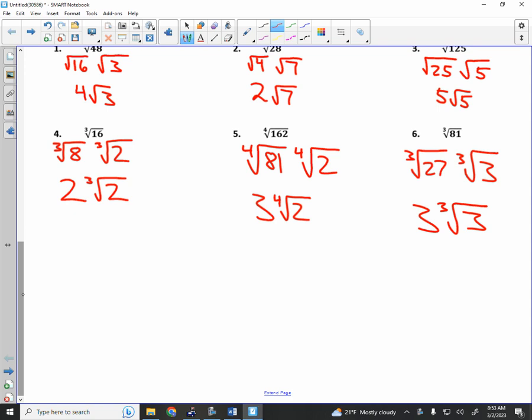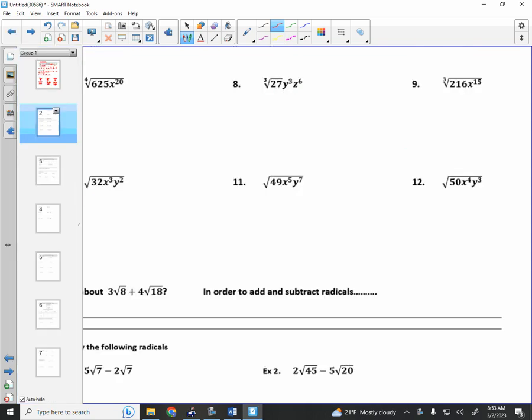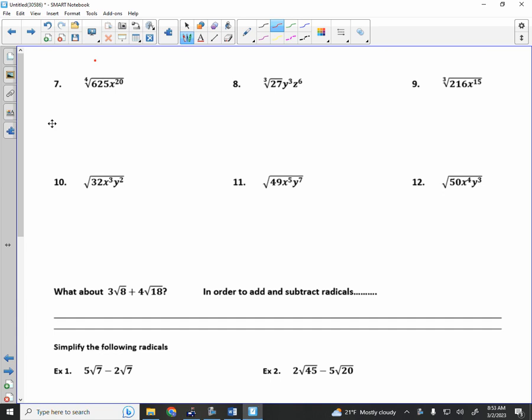Yeah. Flipped over. We do through problem number 12 today. Number 8, the radical sign should go all the way across. Sorry about that. Radical sign should go all the way across.